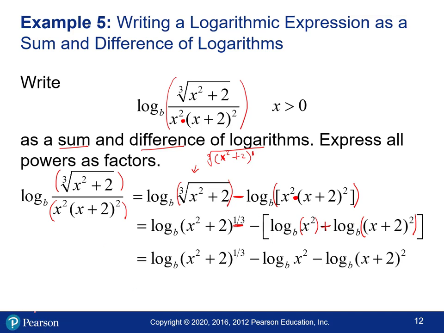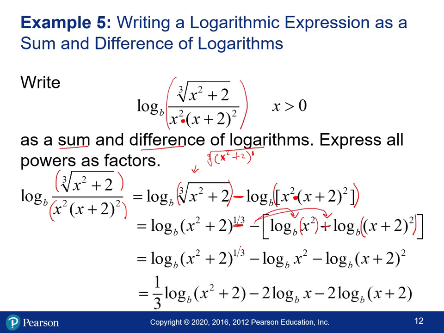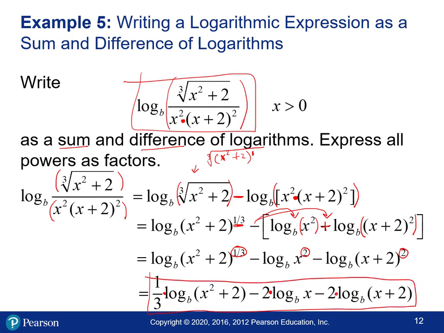We'll just distribute that minus sign. So take this negative, distribute it here and here. And then we'll bring all of the exponents down to the front using our power rule. So 1/3 comes to the front and you multiply. 2 comes to the front here and you multiply. And then this 2 comes to the front as well. And so this single logarithm becomes 3 logarithms in this expression, and these are equivalent.